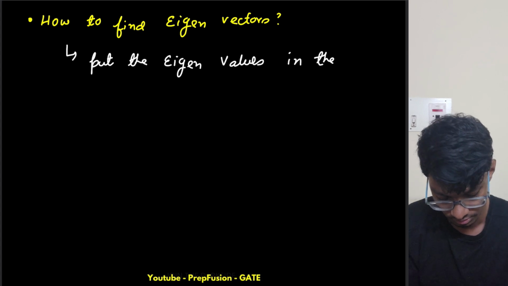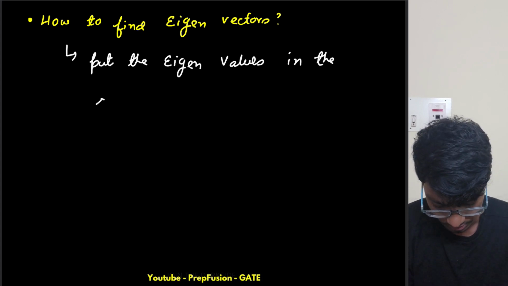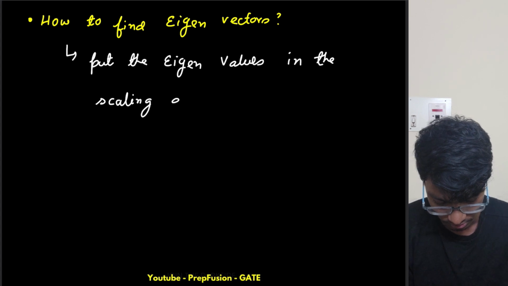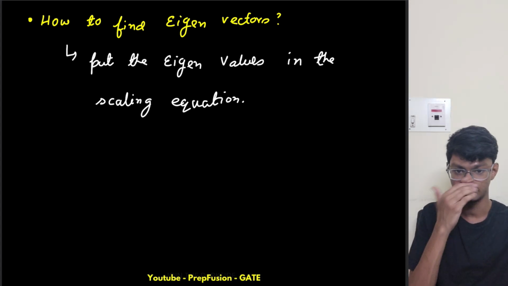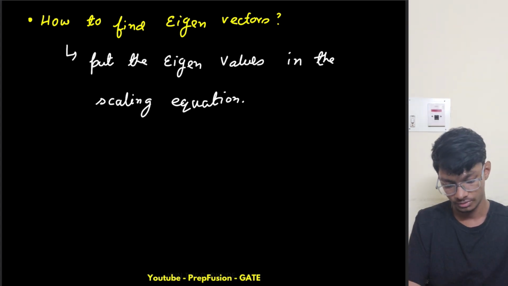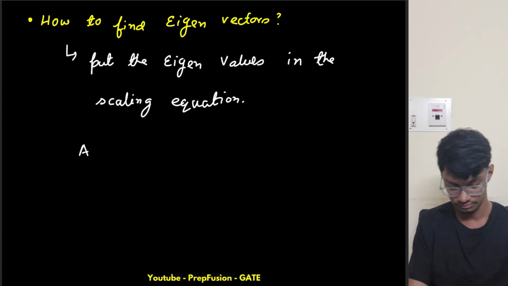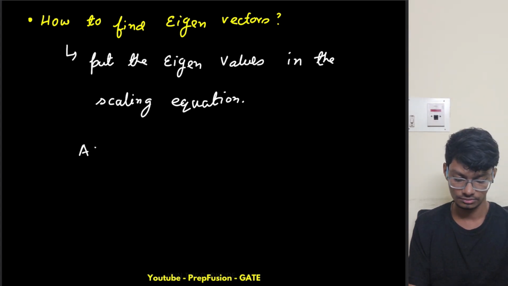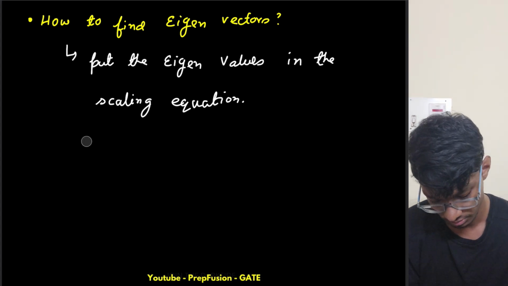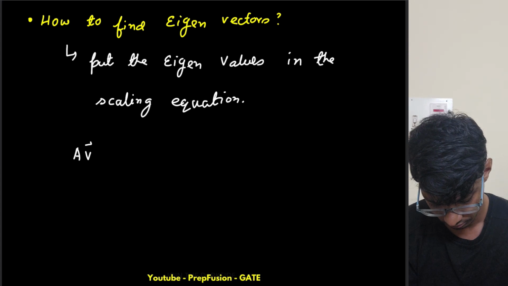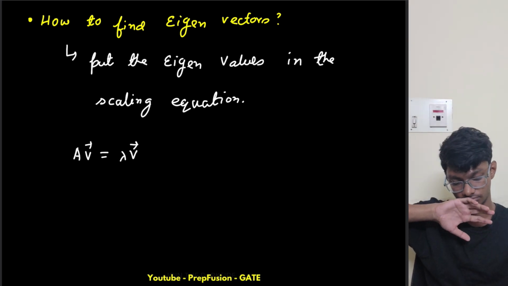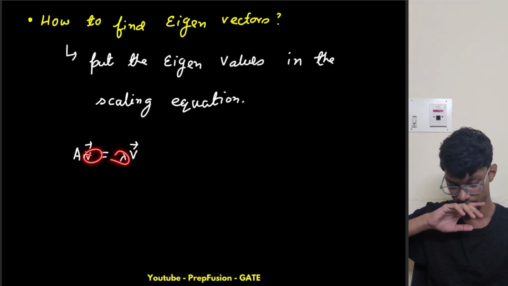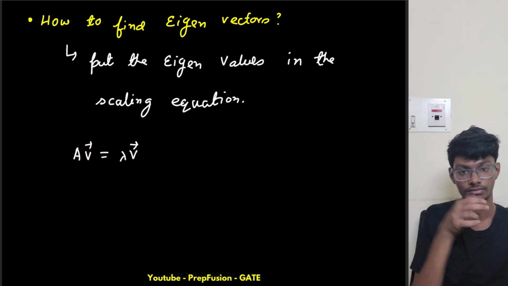In the scaling equation, right? Okay, so I will solve it, and there you will understand. So what equation did I have? This equation, right? This was A times v equals lambda times v. Now I will put this value of lambda in this equation, and I will solve for this. How? I will explain.